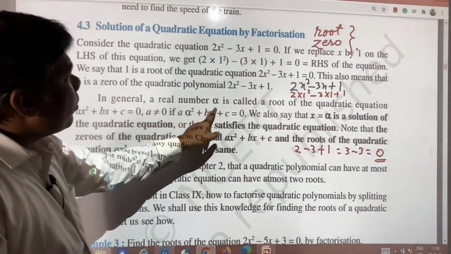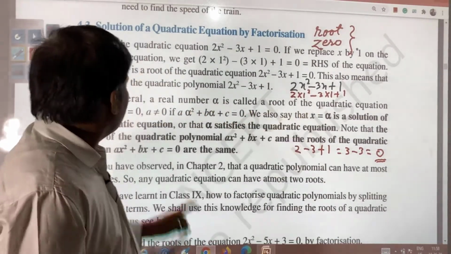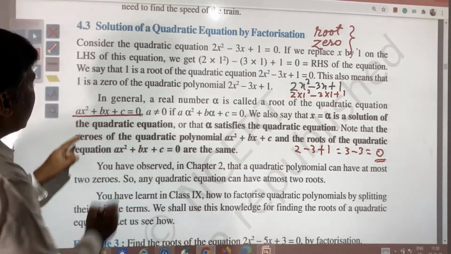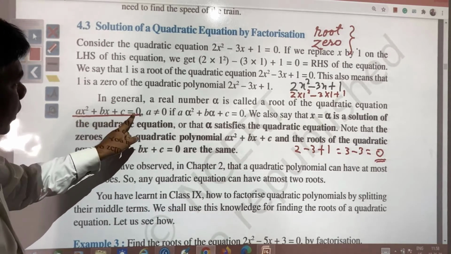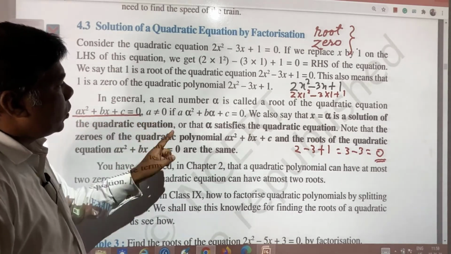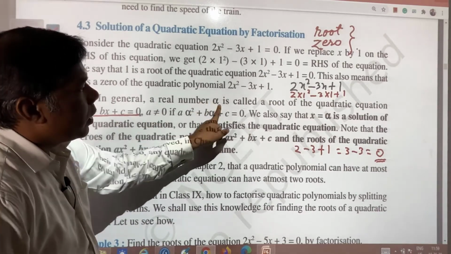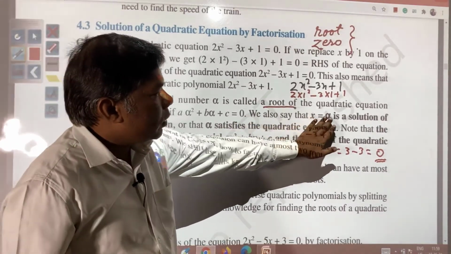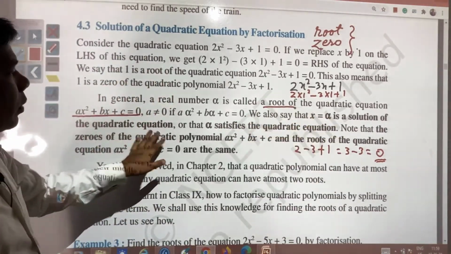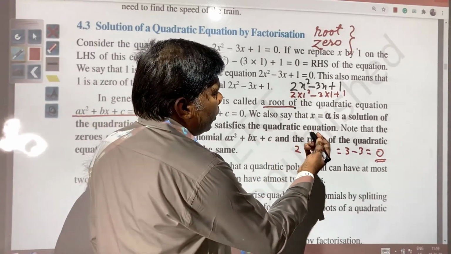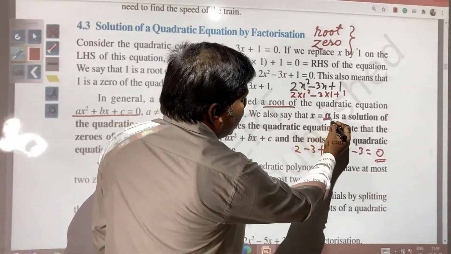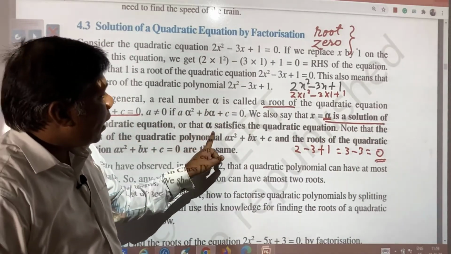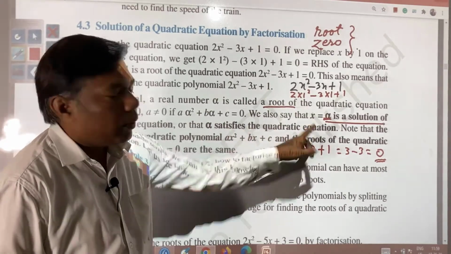In general, a real number alpha is called a root of the quadratic equation ax square plus bx plus c is equal to 0, where a is not equal to 0. We also say that x is equal to alpha is a solution of the quadratic equation. That root or 0 you have got, alpha, is called the solution of the quadratic equation, or we say that alpha satisfies the quadratic equation.